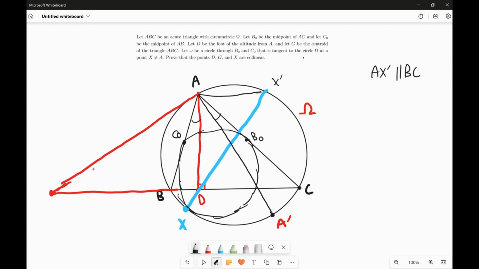So go ahead and call this point here Y. And so let me go ahead and see what we know so far. D gets mapped to A prime, and X prime gets mapped to Y.